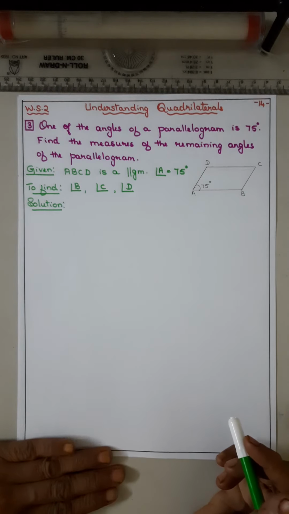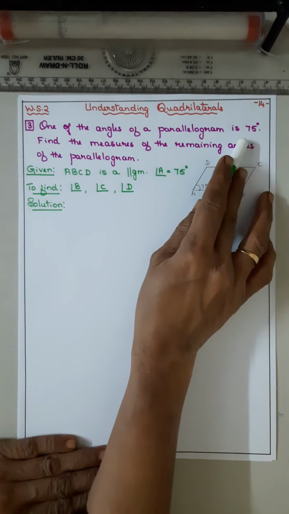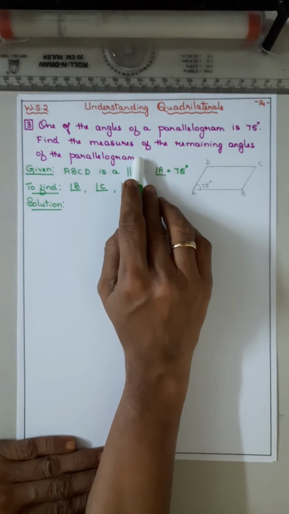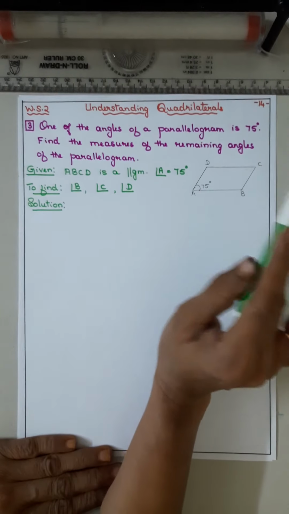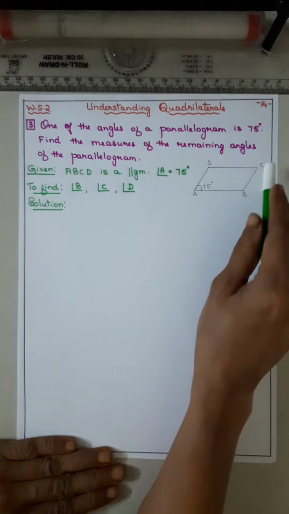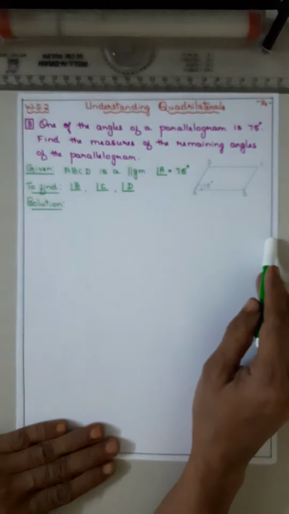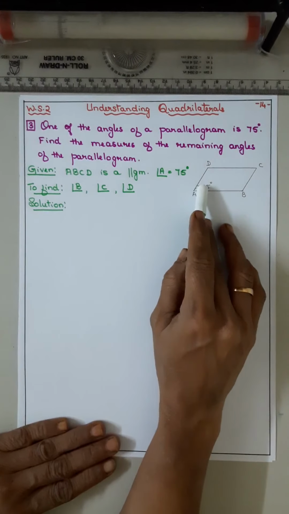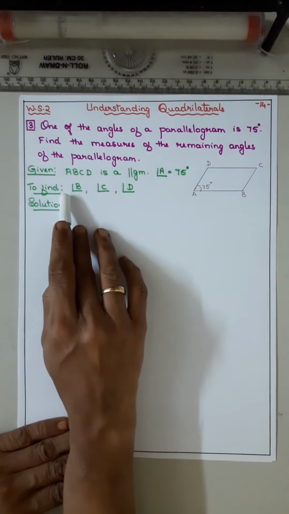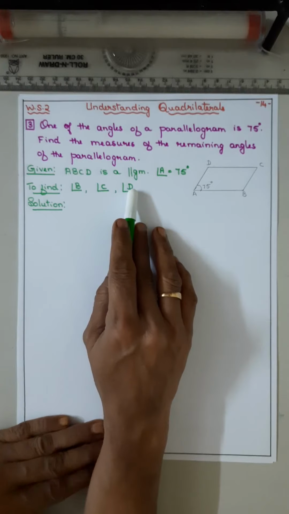Now coming to question number 3. One of the angles of the parallelogram is 75 degrees. Find the measures of the remaining angles of the parallelogram. Only one angle is given. So draw the figure. ABCD is a parallelogram. Take angle A to be 75 degrees. Now to find the other angles, that is angle B, angle C, angle D.